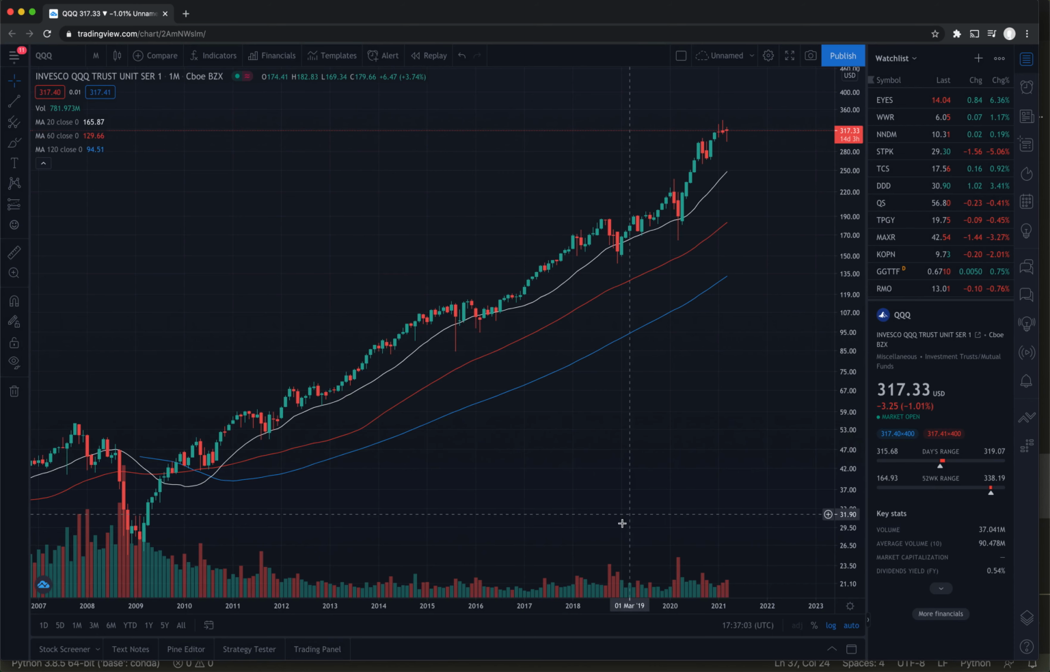So where is 2019? 2019 is about right here. This is a monthly candle bar, so every candle bar represents the price fluctuation within a month. It's not the daily chart that we were looking at before. So 2019 is right here, with a closing price of about 169 or something. What's the price today? It's about 317 or something, so it's close to about doubling.